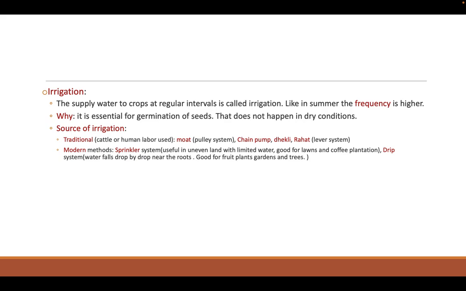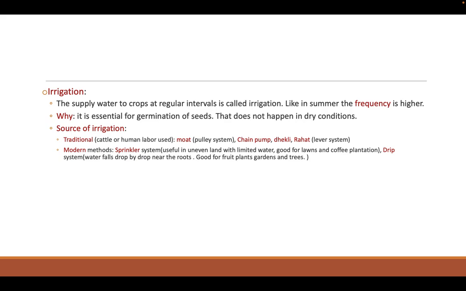Now, why is it essential? Water is essential for germination of seeds sown in the field, and it does not happen in dry conditions. So, for that, we need water. Wet conditions are needed for germination. Source of irrigation.